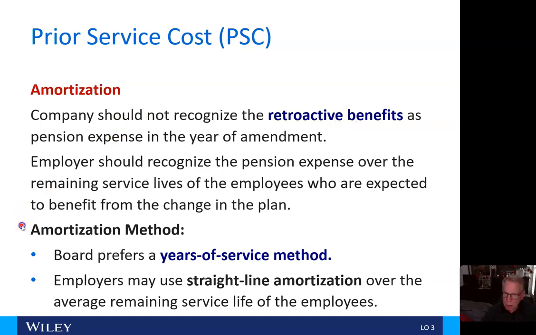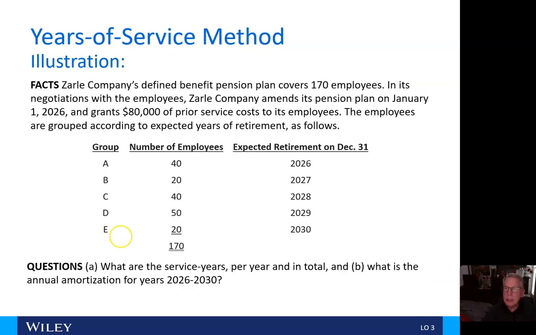So, the amortization method. The board prefers a years of service method. Employers may use straight line amortization over the average remaining service life of the employees. Let's take a look at an illustration.